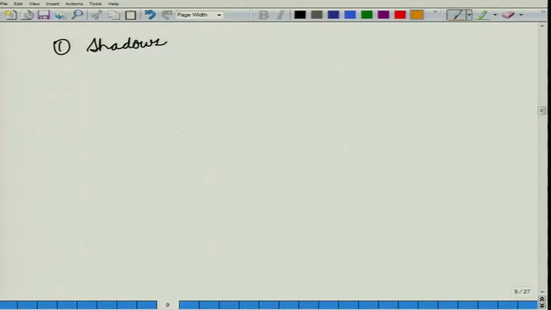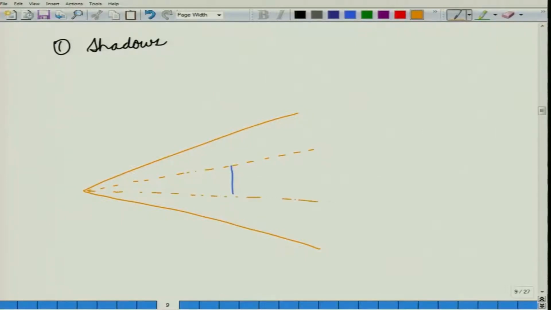Now, as we know, if we have a source of light and if we keep some object in front of it, then the rays of light get blocked by this object, and on the screen we would have a shadow. This region would be black in color because it is not receiving any light from the source, whereas the top and the bottom portions would be illuminated. So, here we have a shadow.